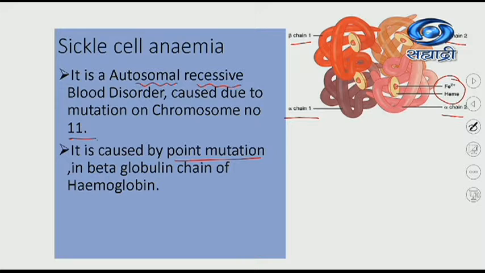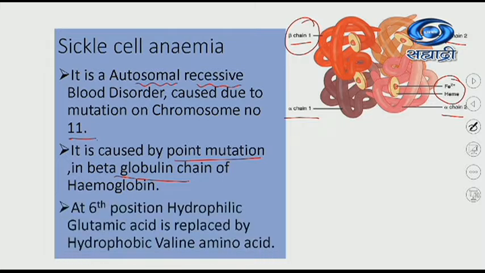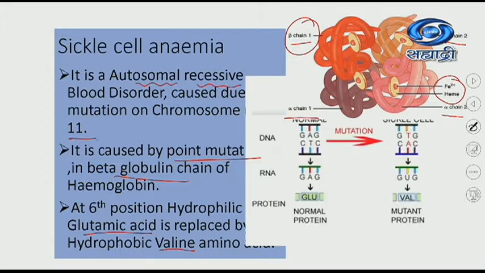Where is the point mutation occurring? What is the result? It occurs in the beta globin chain of the hemoglobin. At the 6th position, hydrophilic glutamic acid is replaced by hydrophobic valine amino acid. Let us see this in detail. So if you see in a normal DNA, for normal formation of hemoglobin, the codogen present on the DNA is CTC. Because of that, mRNA has codon GAG, and when GAG is there, glutamic acid, which is a hydrophilic amino acid, is there at the 6th position.